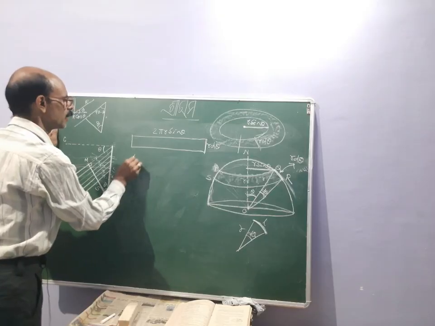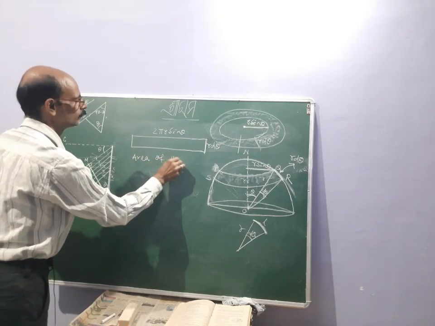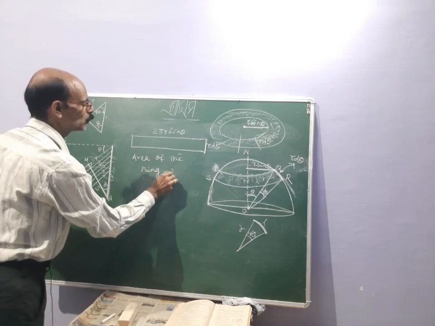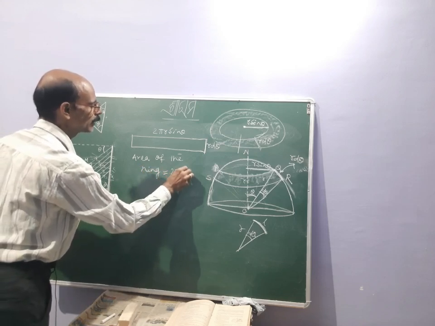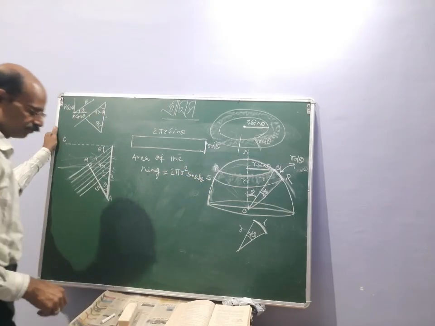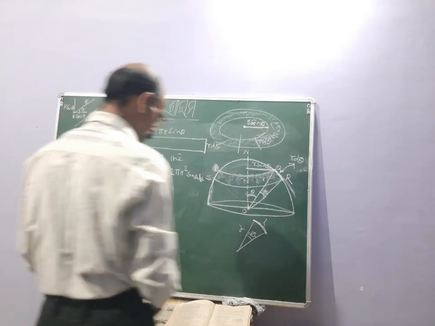तो इसका एरिया कितना हो जाएगा? एरिया ऑफ द रिंग 2πr² sin θ dθ. समझ पाए? राइट.